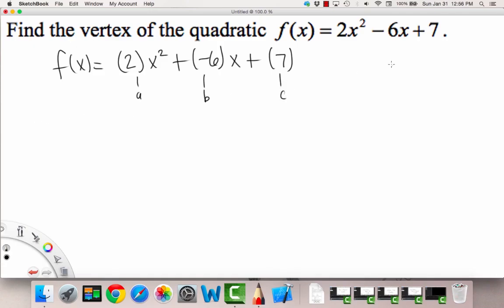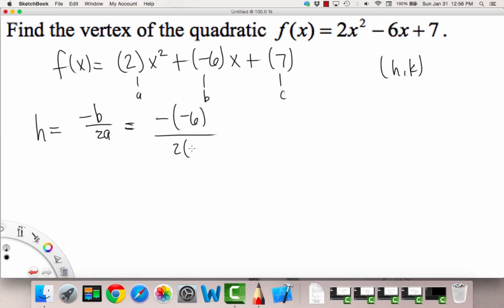So in order to find h, k, our vertex, we have the formula h is equal to negative b over 2a, okay? And then we just plug those in, whatever we have as b and whatever is a. So negative b would be negative of negative 6 when we plug that in. And then 2a is 2 times a positive 2. So the negatives cancel out, as do a 2 on top and bottom. So we just get h is equal to 3 over 2.